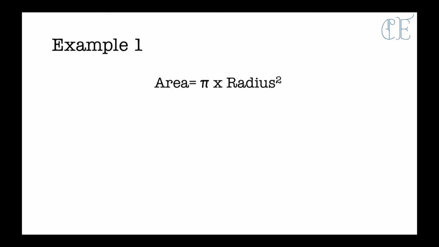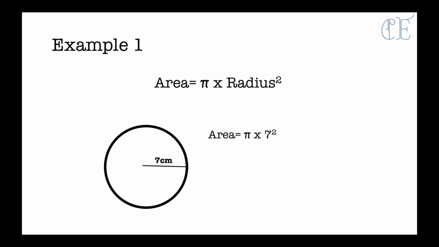Here's an example. So remember pi r squared, or pi times the radius squared. Here we have an example where our radius is 7 centimetres. So we need to take our pi and times that by 7 squared. So that means we do pi times 49. So 7 squared is 49. And so we can just do pi times 49.